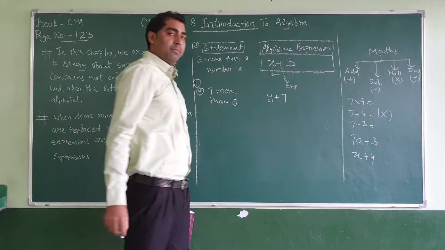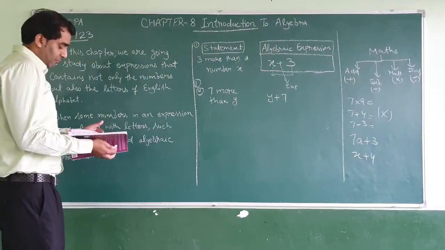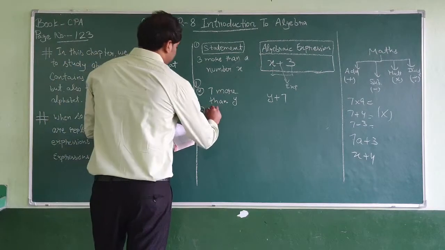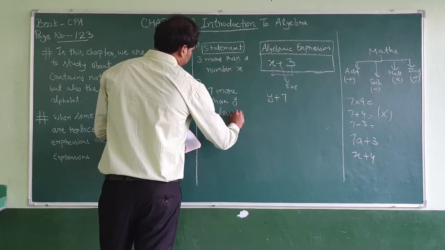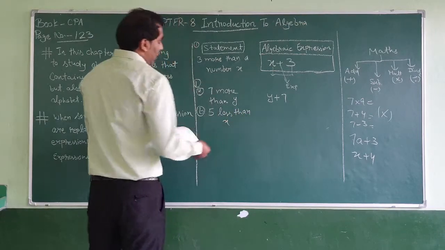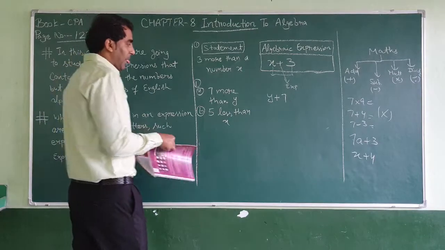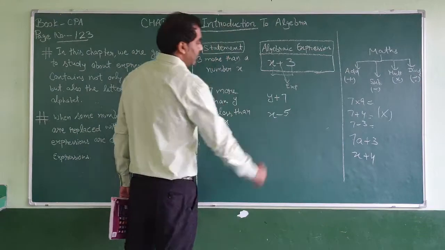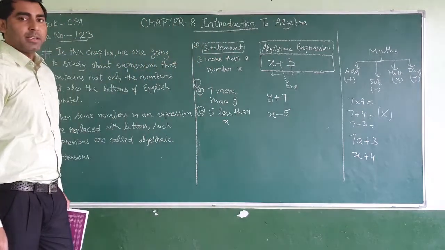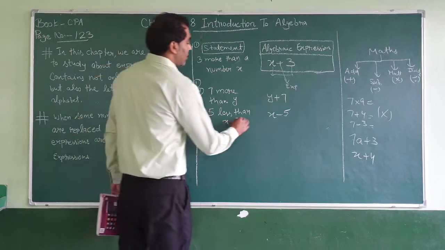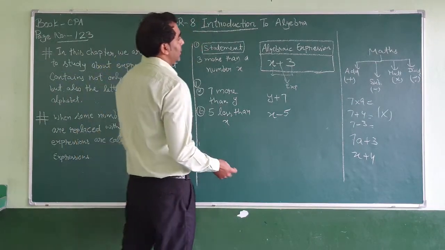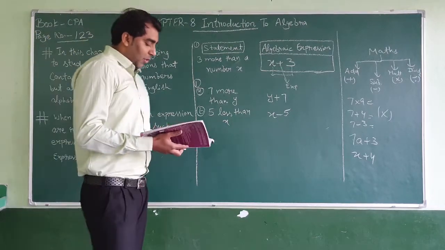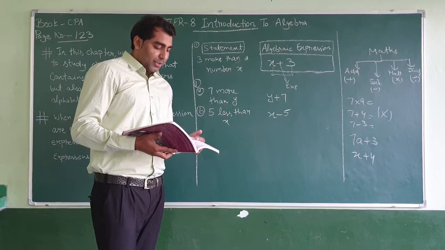Part B: 5 less than x. Less than means subtraction, so x minus 5. I hope you understood the concept and the method to write algebraic expressions. So come on to question number 2: write an algebraic expression for each of the following statements.